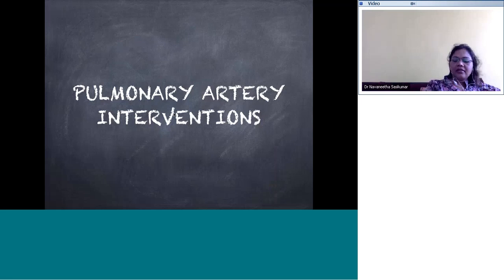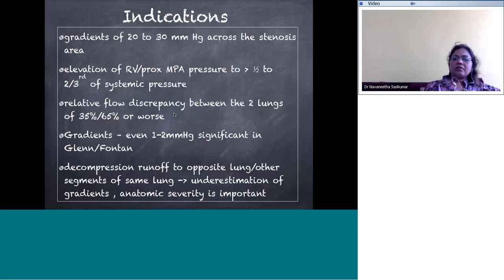Now we will come to the second commonly performed procedure, which is pulmonary artery intervention. Jumping to indications, these are the classical indications for dilatation or stenting of a pulmonary artery. I have adapted these from the international ACC/AHA recommendations for interventions. Gradients of more than 20 to 30 millimeters of mercury across the stenotic area, elevation of right ventricular or proximal PA pressure to more than half to 2/3 of systemic pressure.